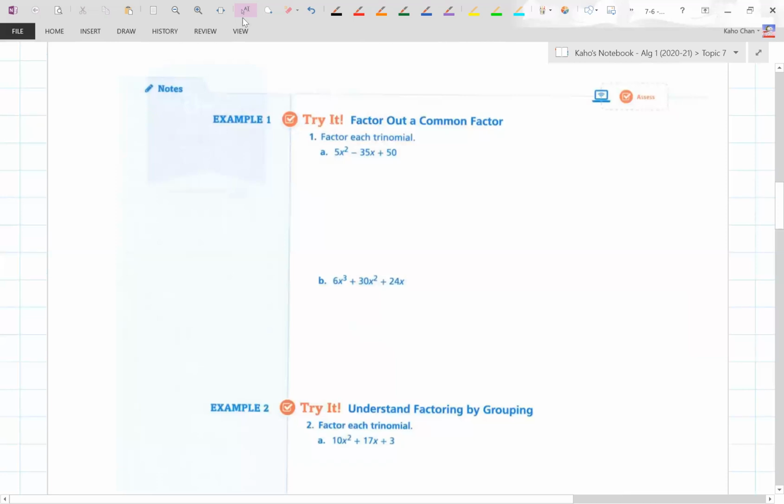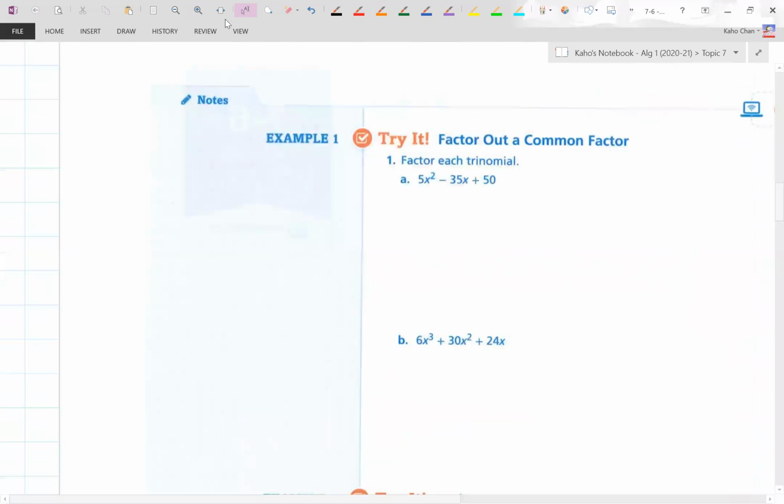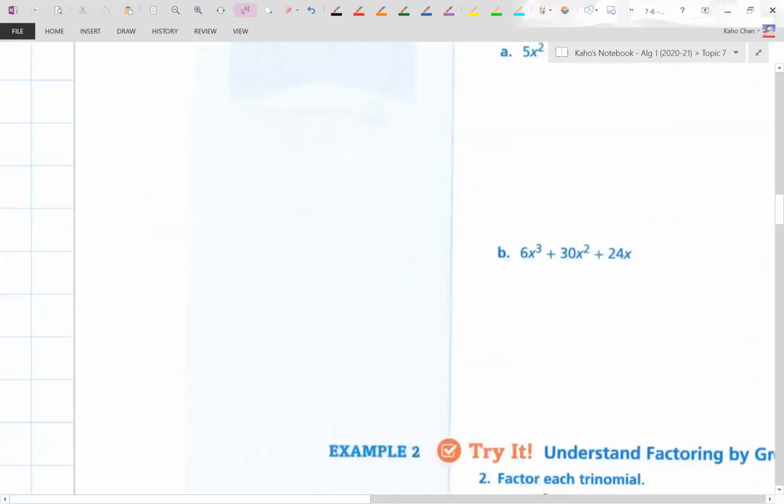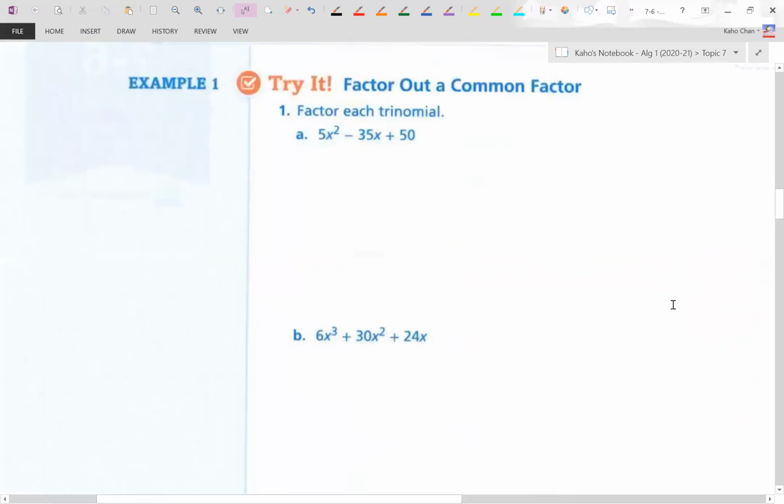Okay. Number 1A. Let me zoom in a little bit. We can afford to do that. Oh, factor each trinomial. Before we do that, we do have to factor any GCF sometimes. So they're asking us to practice that particular skill from 7-4.